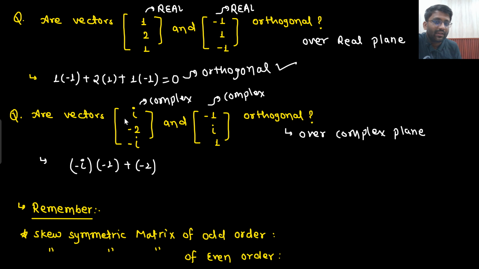Because what is the meaning of conjugate? Iota will be replaced with minus iota. Rest everything will be as it is. And second one as it is. Iota will remain as it is here.